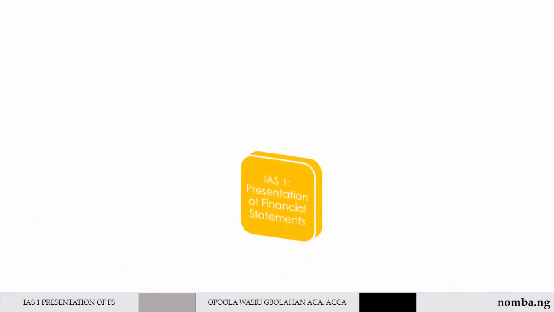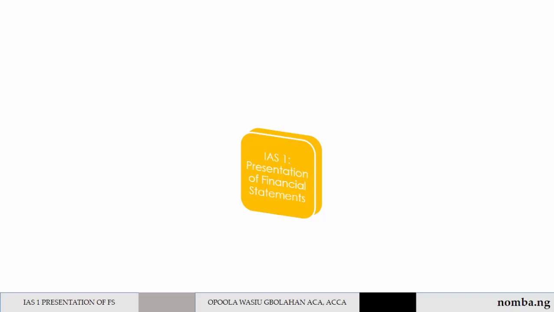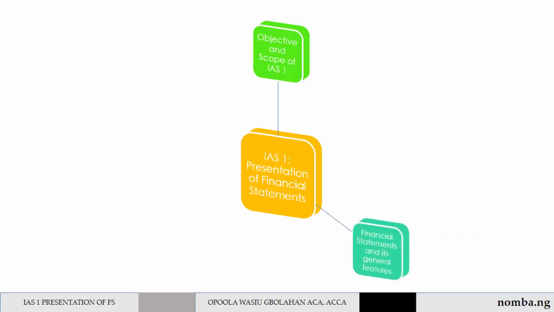In this IFRS, we will cover the following: 1. The objective and scope of IAS 1. 2. The financial statement and its general features. And 3. The structure and content of financial statements.